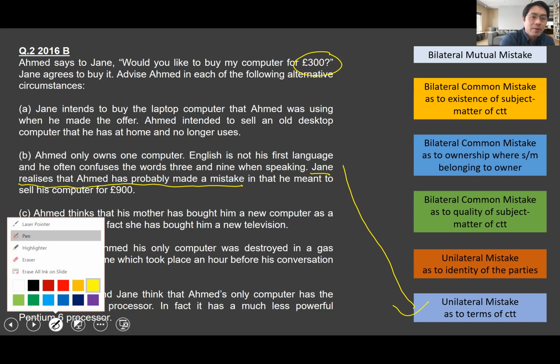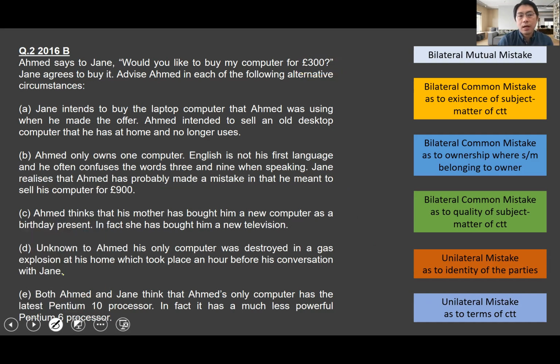And to identify what type of mistake this is, Ahmad thinks that his mother had bought him a new computer as a birthday present. And that's why in the first paragraph we are told that he's now selling the computer. But in fact, we are then told in part C that she has instead bought him a new television. In other words, he does not have that new computer to sell as he thought he could, which he was doing when he offered to Jane, saying, would you like to buy my computer for 300?